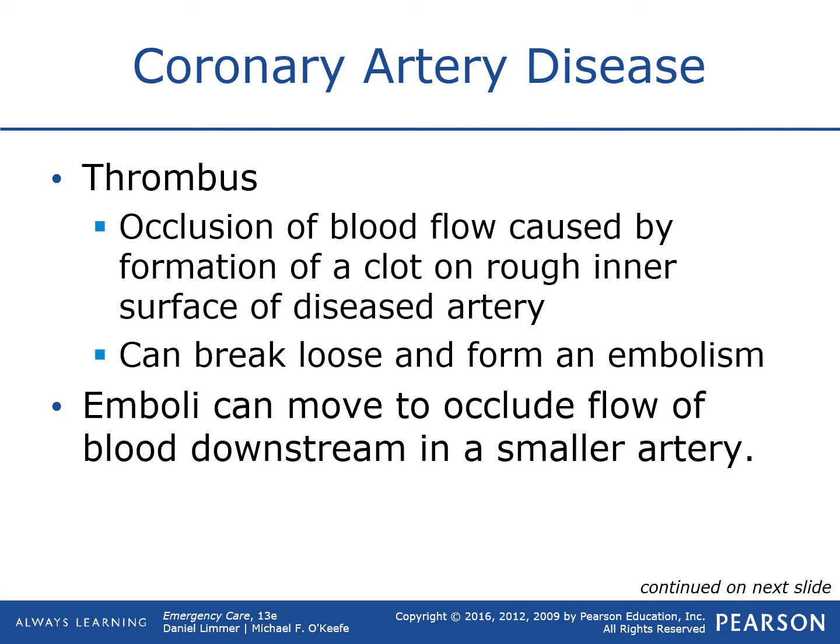So a clot can also be called a thrombus. A thrombus is a complete occlusion of blood flow caused by formation of a clot on the rough inner surface of a diseased artery. It's what we just talked about with arterial sclerosis. A thrombus can break loose from where it's lodged. If a thrombus breaks loose and it's free flowing in the body, it's called an embolus. That embolus can lodge somewhere else and it will occlude another part of the body.